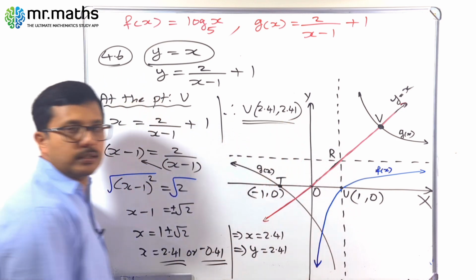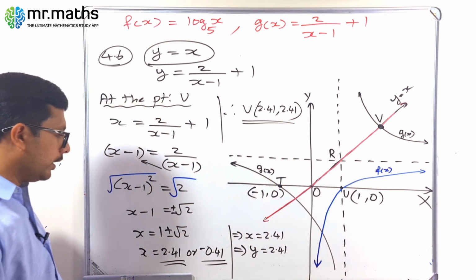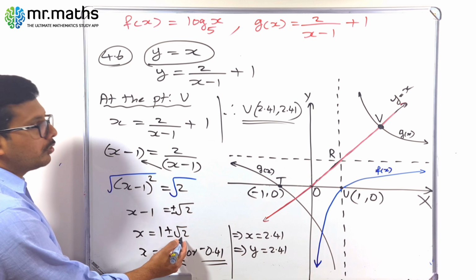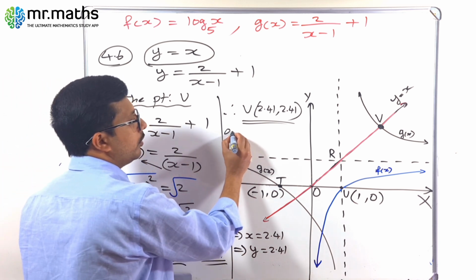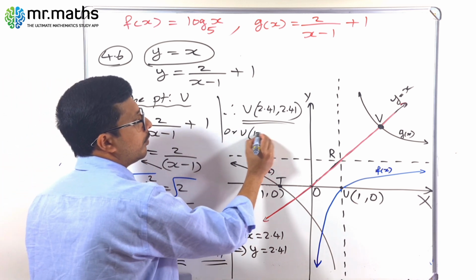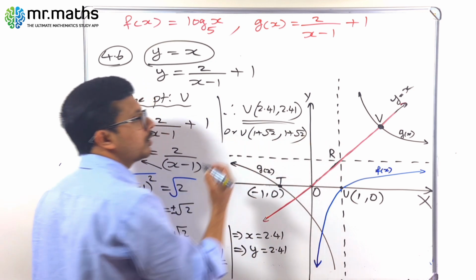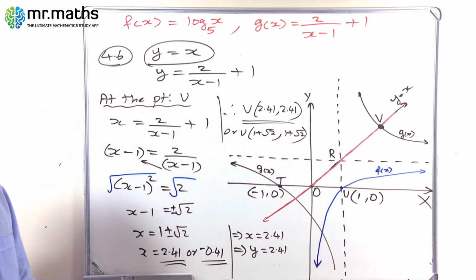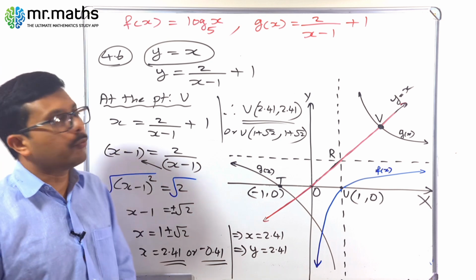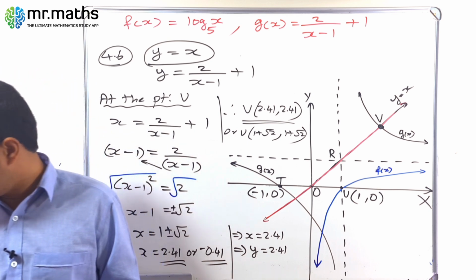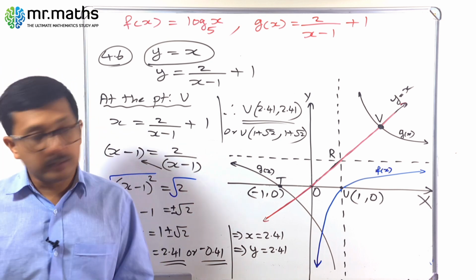That is the answer. Or you can write it like this also: V is 1 plus root 2 comma 1 plus root 2. Same thing. Okay, so that is for question number 4.6. Now let's move to question number 4.7.